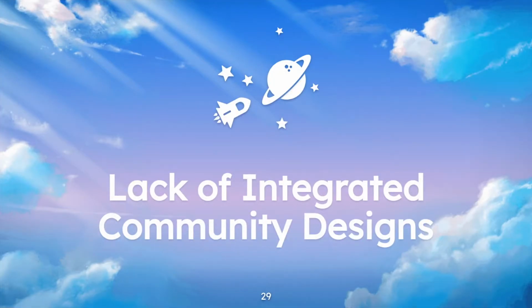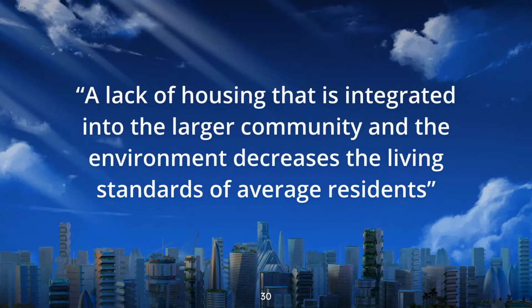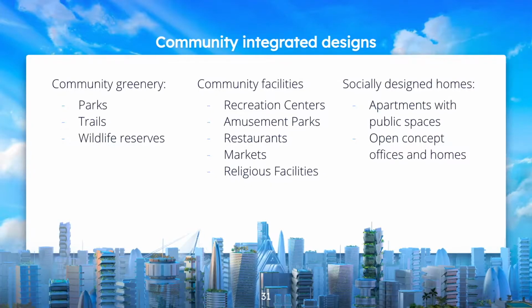The third problem under SDG 11.3 is the lack of integrated community designs. A lack of housing that is integrated into the larger community and the environment decreases the living standards of average residents. Community integrated designs refers to, first of all, community greenery, such as parks, trails, and wildlife reserves. Second of all, community facilities, such as recreation centers, amusement parks, restaurants, markets, and religious facilities like churches and mosques. Finally, they refer to socially designed homes, such as apartments and public spaces and open concept offices and homes.